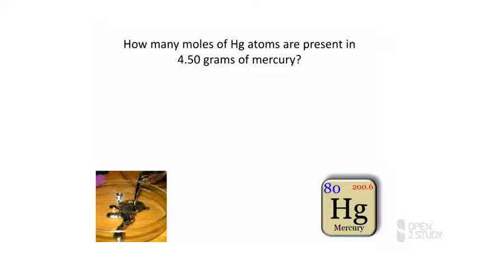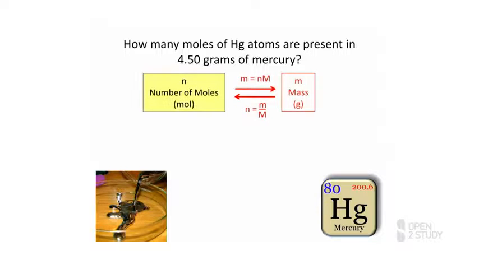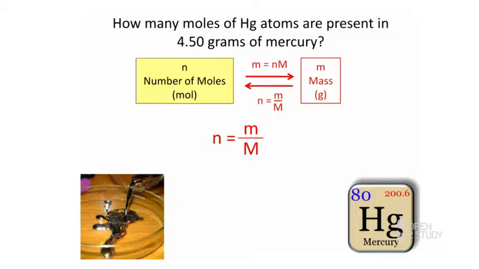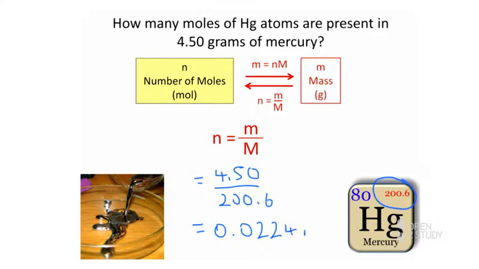Getting back to the question at hand, once again, when we have a look at our tool belt, this time we have the mass already and we want to move back to the chemist's measure. We want to go back to moles. Moving the other way on the diagram, that means we need the bottom equation: number of moles equals your mass divided by your molar mass. So once again, crunching the numbers, the number of moles will be equal to my mass, 4.50, divided by the molar mass of mercury, 200.6, and that gives us 0.0224 moles.